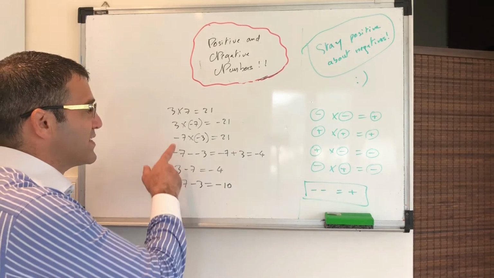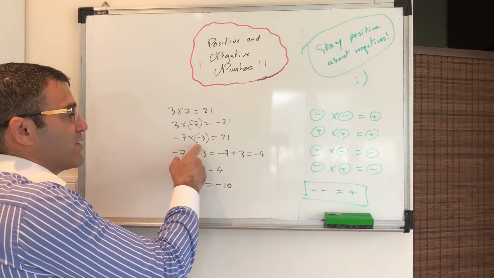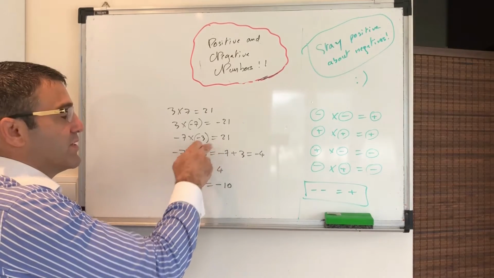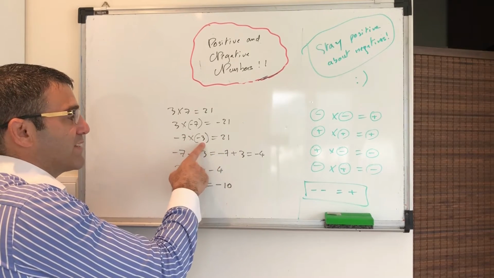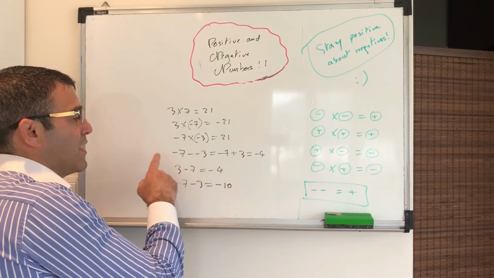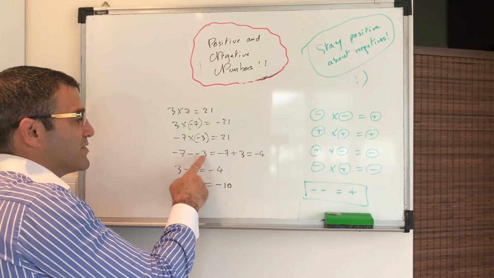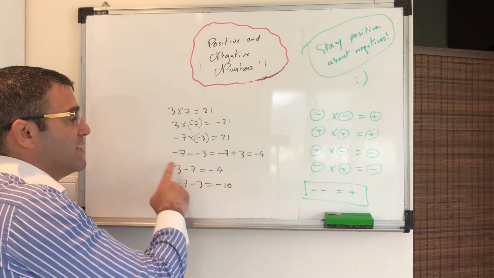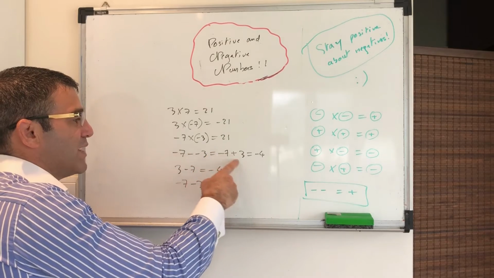So what happens here with negative 7 times negative 3? Well, two negatives multiplied together, that's going to be positive 21. So be aware of that. A negative times a negative is a positive. And then here we have this other scenario down here. Minus 7 minus minus 3. Well, minus minus is just a plus, right? That's the same as saying minus 7 plus 3.